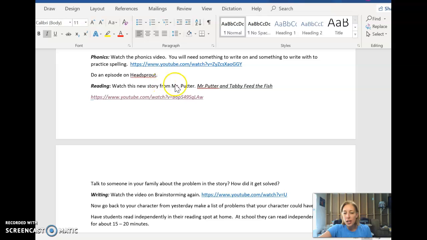Then you're going to watch another Mr. Putter story. Mr. Putter is a character, but he has many different stories. It's called a series when you have the same character but different stories with the same character. This one is called Mr. Putter and Tabby Feed the Fish. So that video is right here. You're going to watch that.